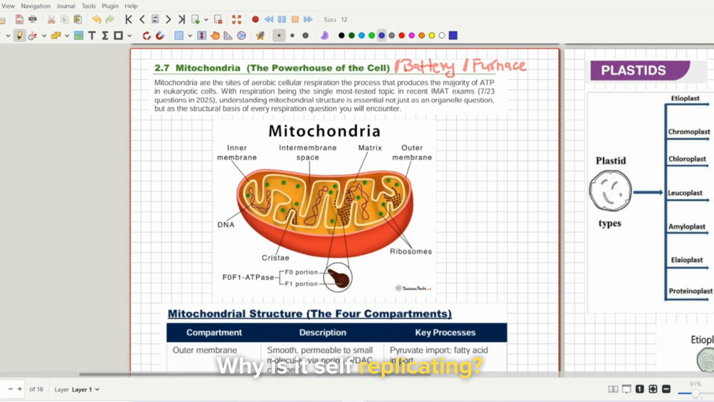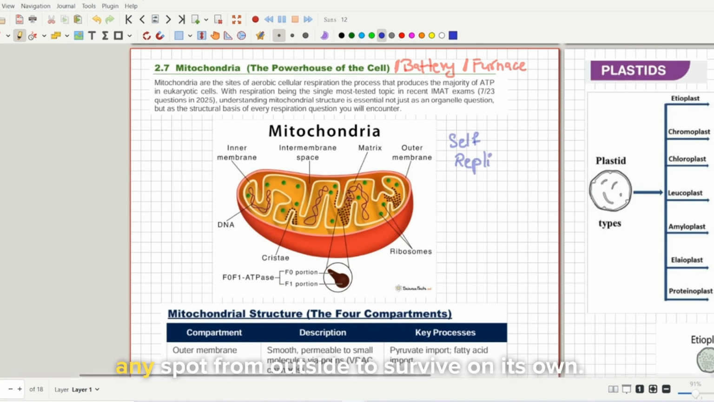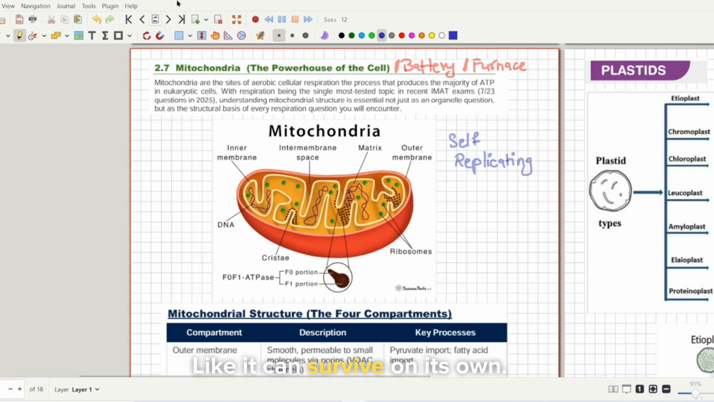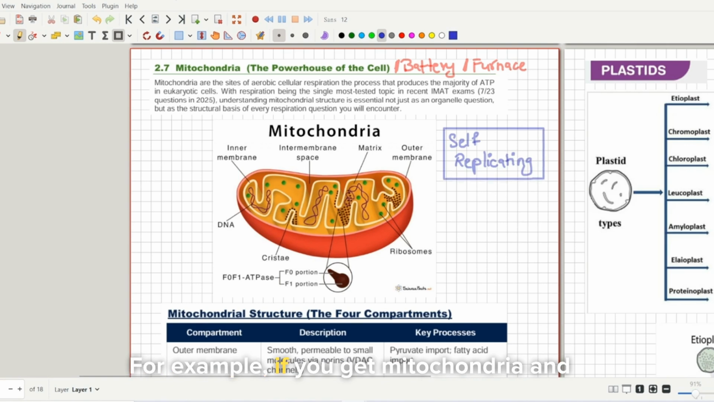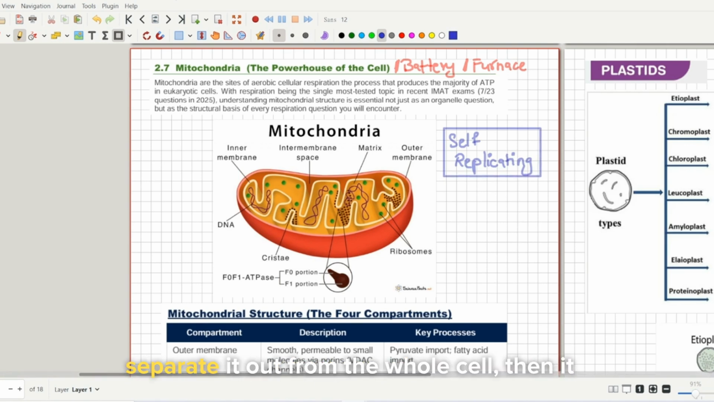Why is it self-replicating? What does self-replicating mean? Self-replicating means that it does not need any support from outside to survive on its own. No other organelle can survive on its own. For example, if you take mitochondria and separate it out from the whole cell, it can survive on its own. It does not need the cell, but the cell needs the mitochondria. So it is like a sigma, a chad, you can say whatever, but mitochondria is not dependent on anything.